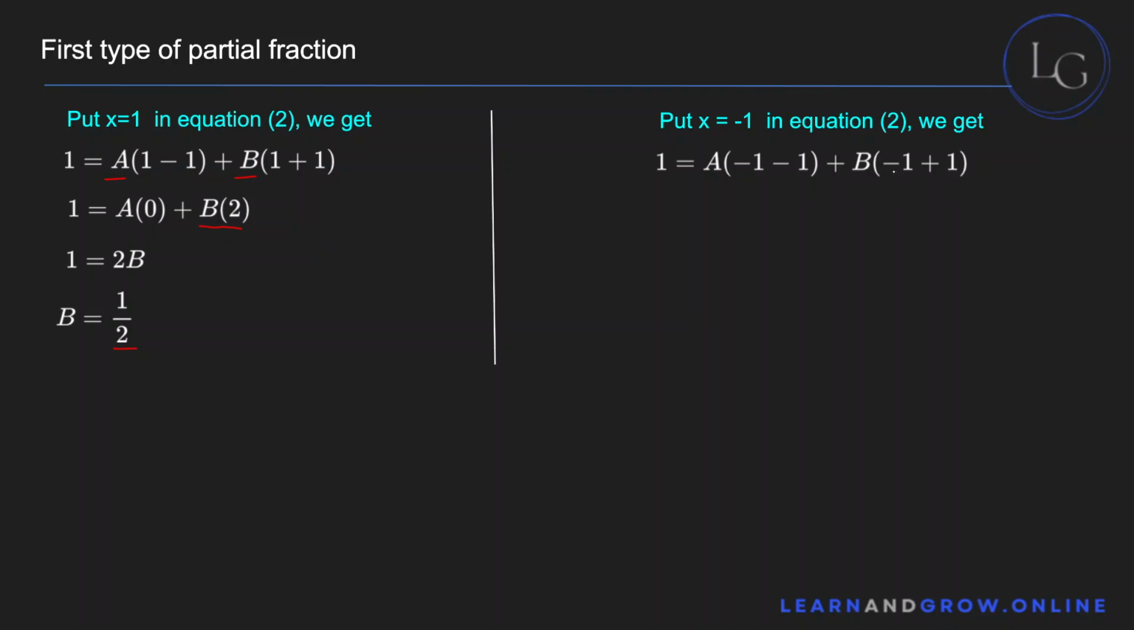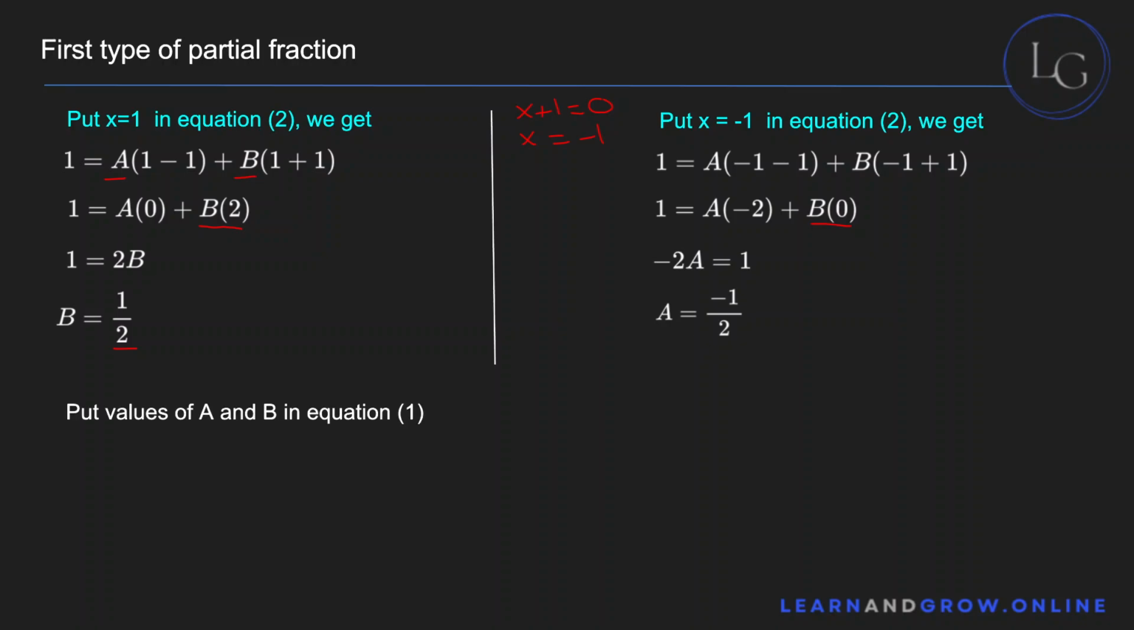How will you do that? Well, as you know, b is being multiplied with x plus 1. So you'll set x plus 1 equal to 0, so x will be equal to minus 1. And when you do that, b will be multiplied with 0, minus 1 plus 1 equal to 0, and a will be multiplied with minus 1 minus 1. So minus 2a is equal to 1, and a is equal to minus 1 by 2.